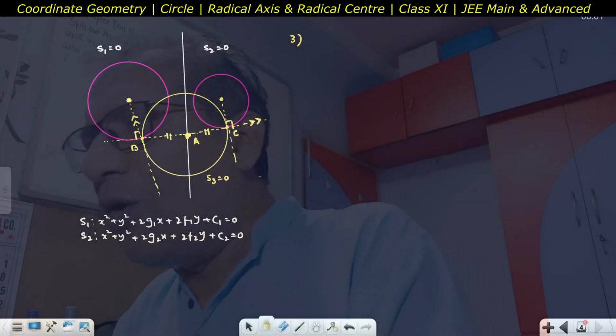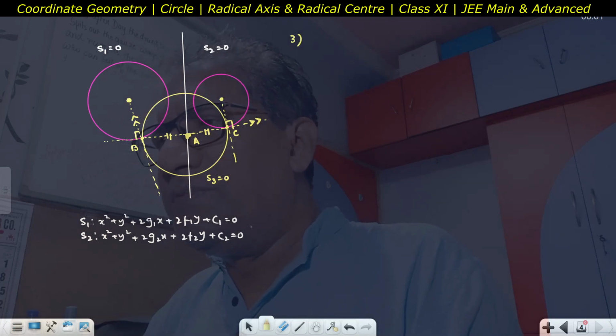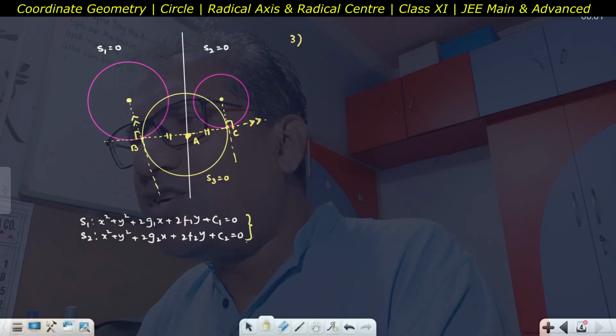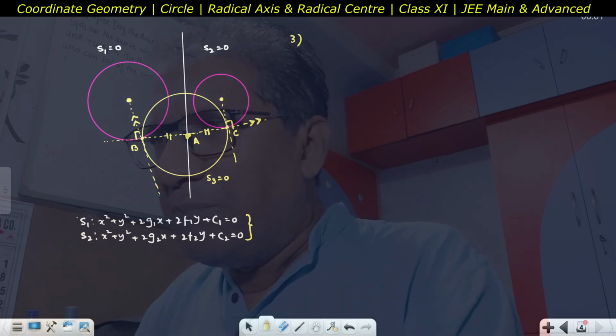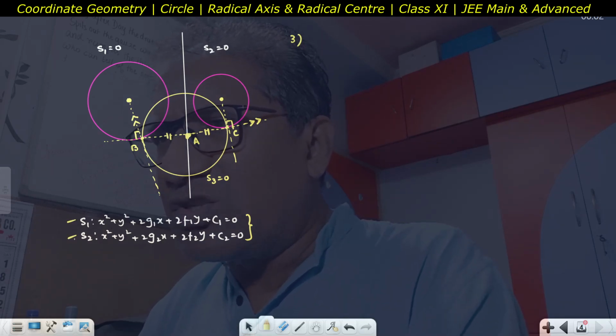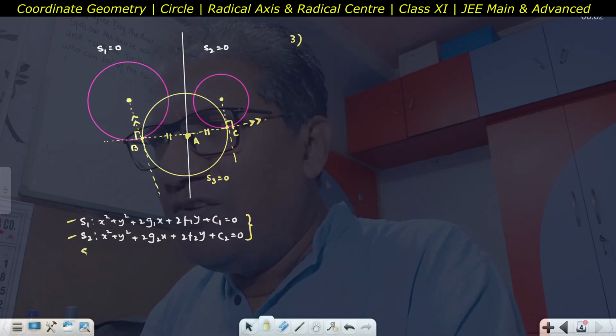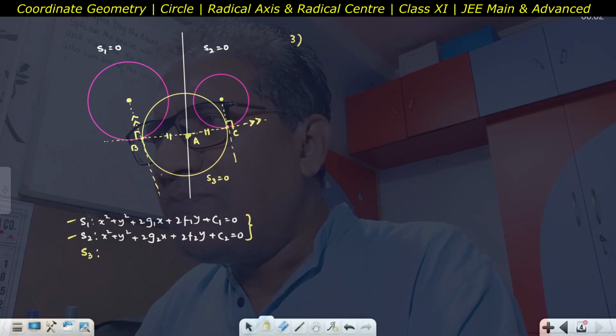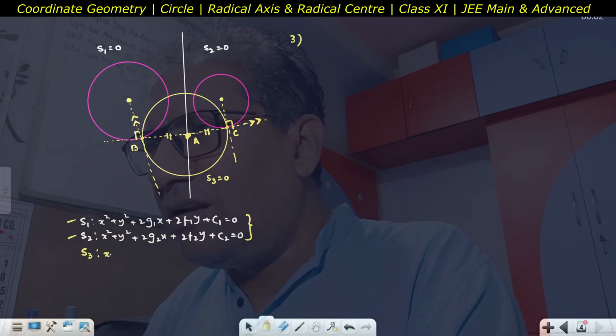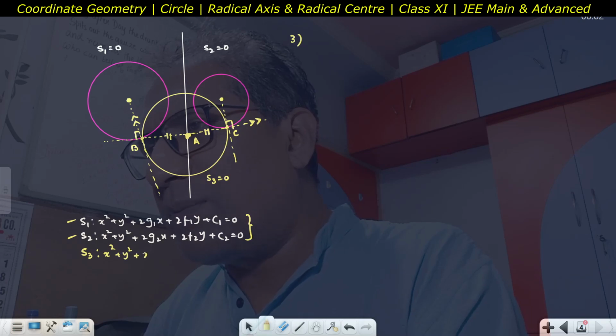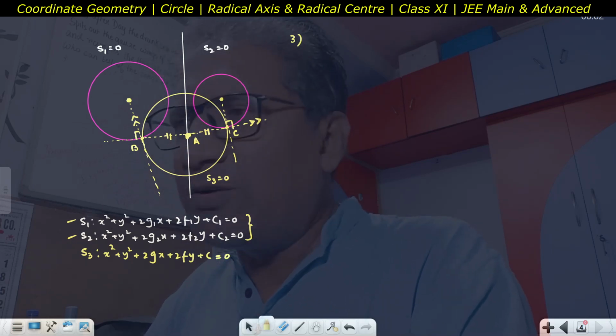Okay. Now, you can do this problem by using coordinate geometry also. Because S1 is given to us, S2 is given to us. Now, we will assume that S3, that is this circle, is x square plus y square plus 2gx plus 2fy plus c equals 0. We can say it that way.